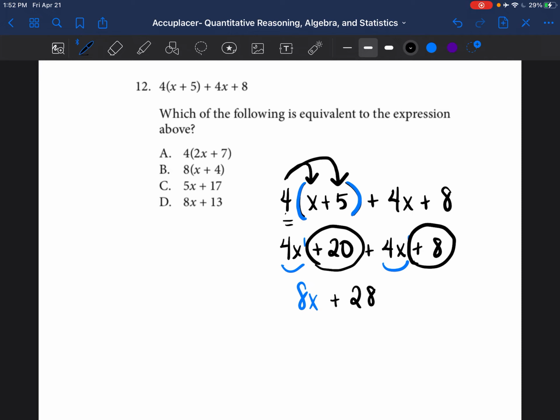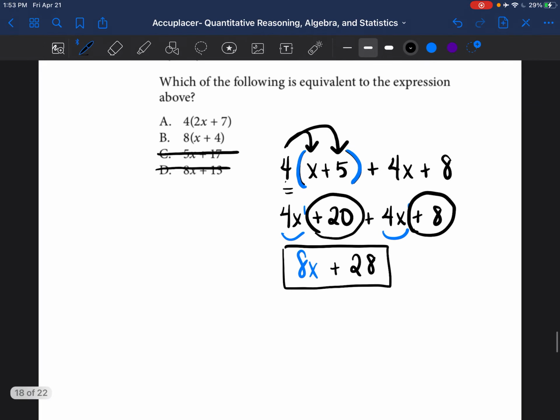Now, my apologies. I'm now looking at it. They're not asking us to solve this, but they're just asking us to find which expression is equivalent. So we're basically doing the same thing, but we don't have to solve for anything. So my apologies about that. But now that we have an answer, 8x plus 28, we now have to figure out, okay, so this is not it. It can't be D. 5x plus 17, that's totally not it. We have to figure out if A or B is equivalent to 8x plus 28. So that means we have to now break down what we kind of put together.